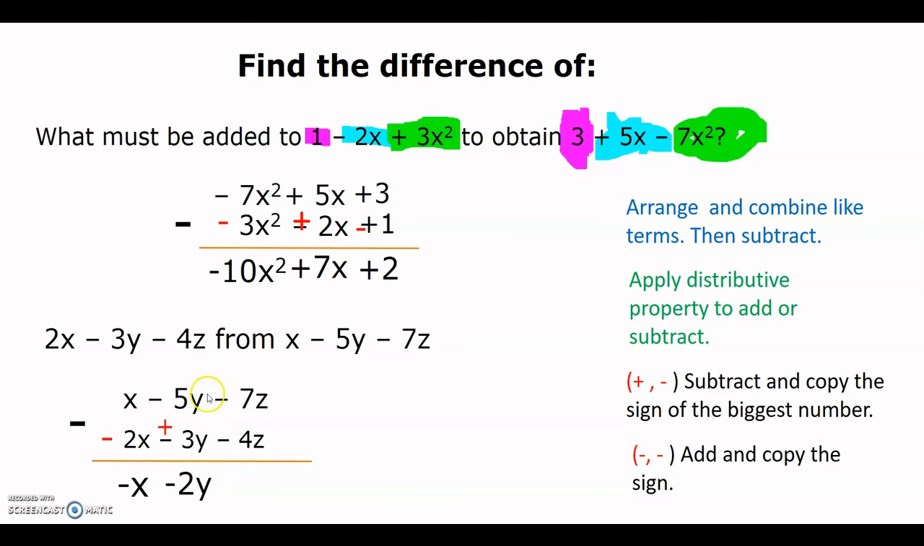Just copy the variables and the exponent if there is an exponent. So here's negative 7z minus negative 4z. Negative times negative will be positive. So negative 7z plus 4z. Since our negative 7 is bigger than positive 4, our answer is negative 3z, as 7 minus 4 is 3. So just copy the variables. So this will be our final answer.